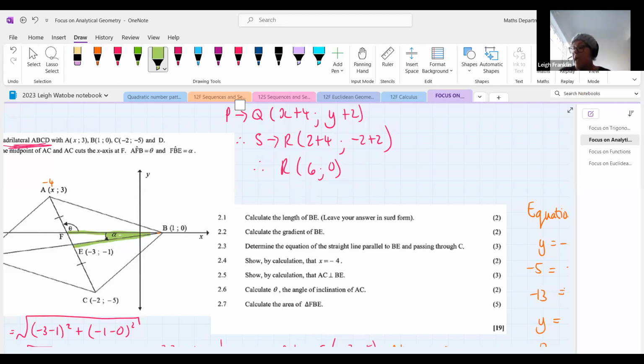All right, so any ideas? So you know how to work out the length of FB. You know how to work out the length of EB using the distance formula. How would you get the size of alpha? Any ideas on how we would get alpha? And then I promise I'll leave you alone to enjoy the rest of your weekend.